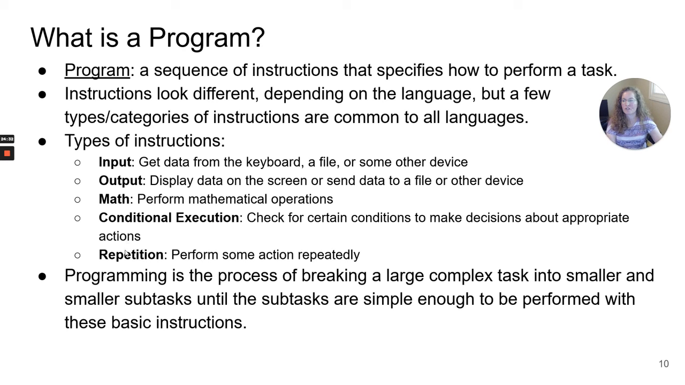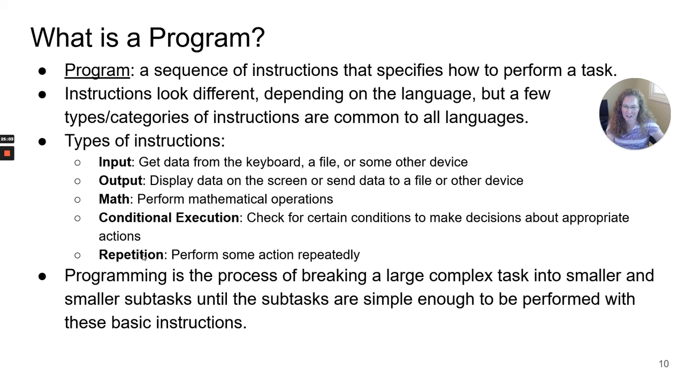And the final category of instructions is repetition. You have to be able to repeat the same thing over and over again. This is very convenient because oftentimes things occur over and over again, and you don't want to have to write them hundreds and hundreds of times. You want to just be able to say, this thing is going to get repeated. And all languages have the ability to do this.